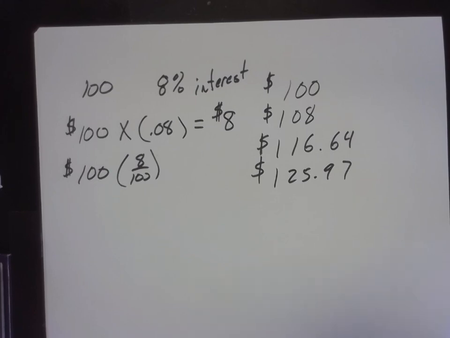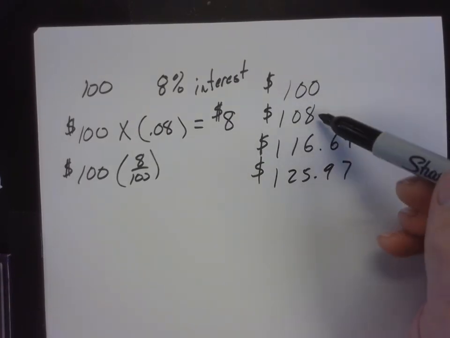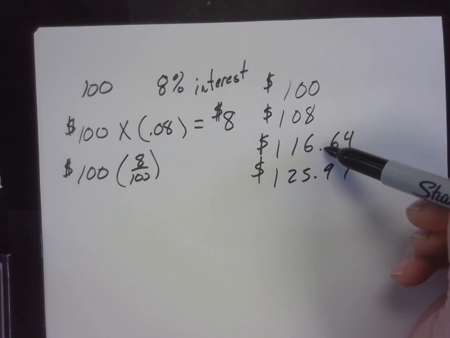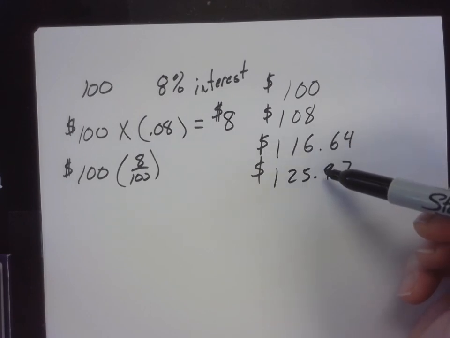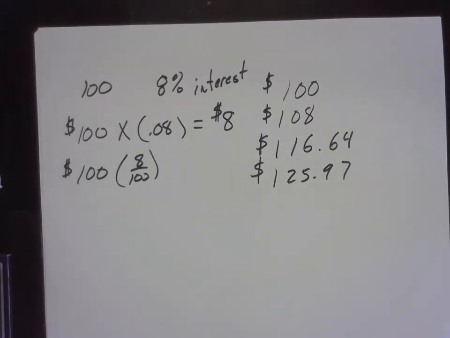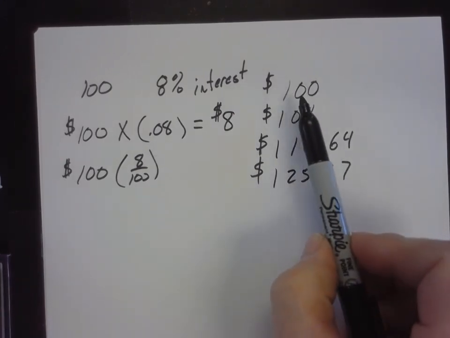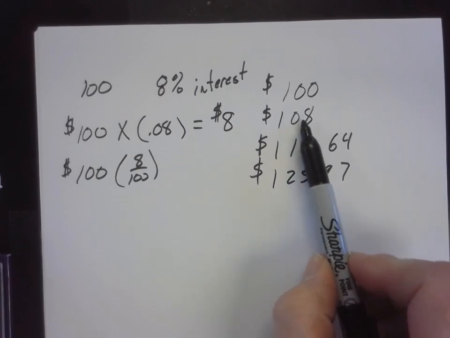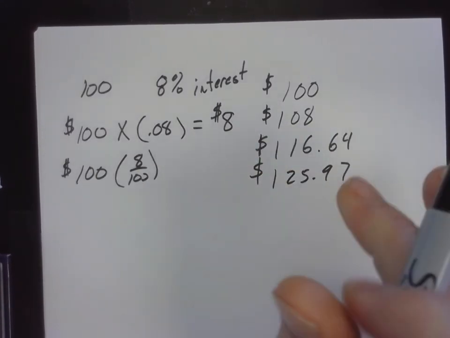Our account, the amount of money we have in it, is growing. Here it grew $8, then it grew $8.64, then it grew $9.33, and that's going to grow. Every year we have more money in there, so we earn more interest, don't we? Okay, now, did you notice it's a real pain to times this by 8% and then add that to what we had, and then times that by 8% and then add that? So I'm going to show you how we do this.